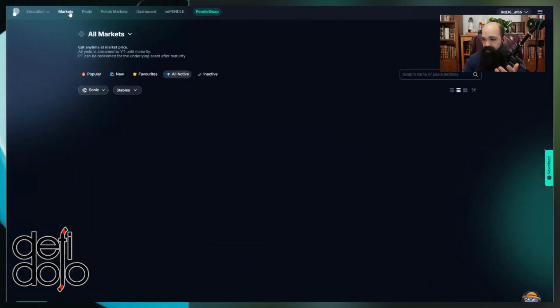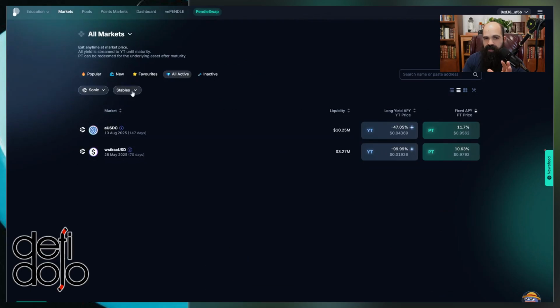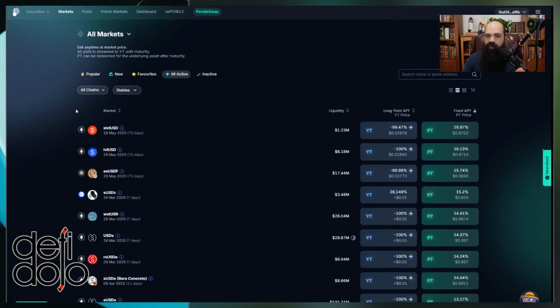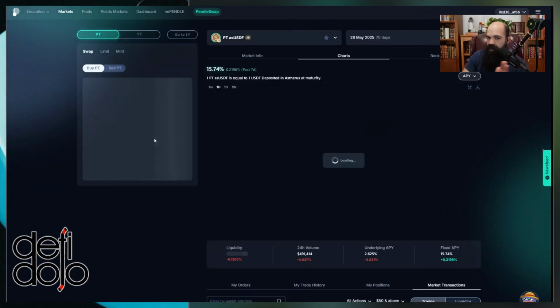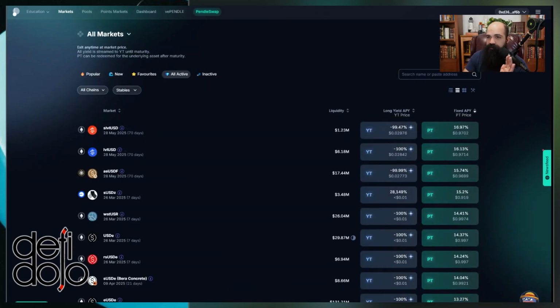Pendle is easy to get a flash snapshot of which yields are out there. So for stablecoins, you just do stables, all chains, boom, 16% fixed, 16% fixed, 15% fixed. These are awesome. These are great. Where's the liquidity? 1.2 million, kind of thin. 6 million, decent. 17 million, awesome, love it, not bad. Click the PT, enter, you're done. That's the easiest thing to do.